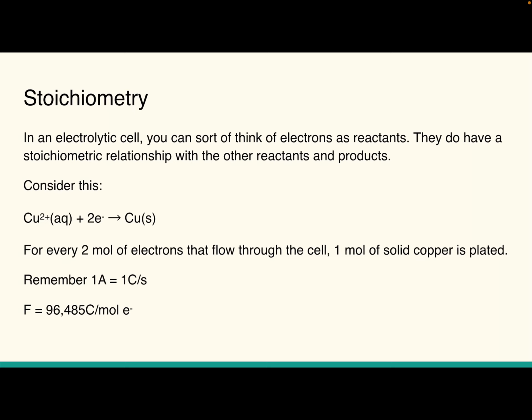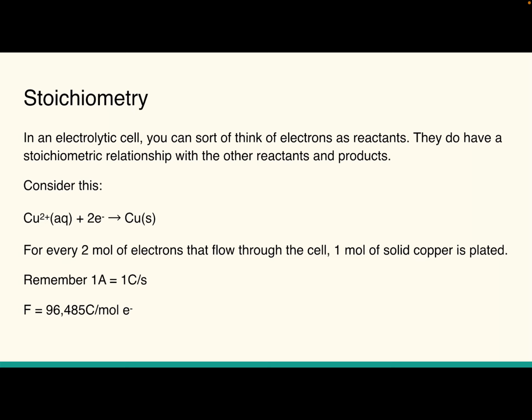Last thing here is stoichiometry. With electrolytic cells, we're supplying current, we're forcing it in the other direction. We can use this to electroplate stuff. A lot of cool problems we can work using stoichiometry because of what we know about current. 1 amp, when we're talking about current, is 1 coulomb per second. But we also know that there's 96,485 coulombs per 1 mole of electrons.